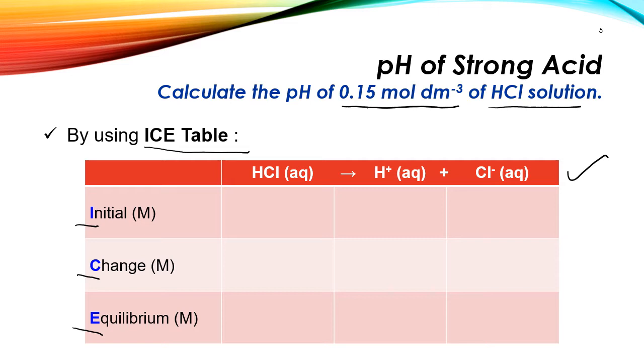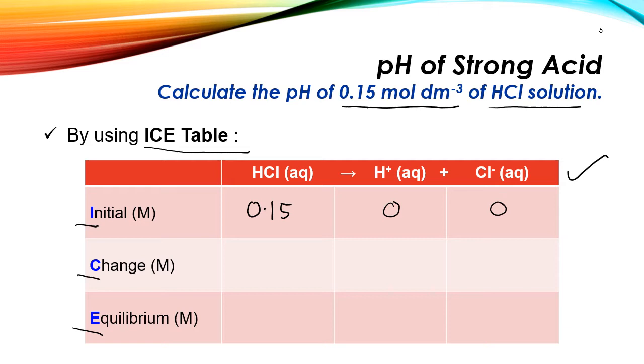Therefore, we can insert a value into the ICE table. The initial concentration of HCl given is 0.15 molar. Since these are the initial conditions, that means the hydrochloric acid has not dissociated yet. Therefore, the H plus ions and the Cl minus ions have zero concentrations. But during the reaction, there must be a change in the concentration of the reactant as well as the product.